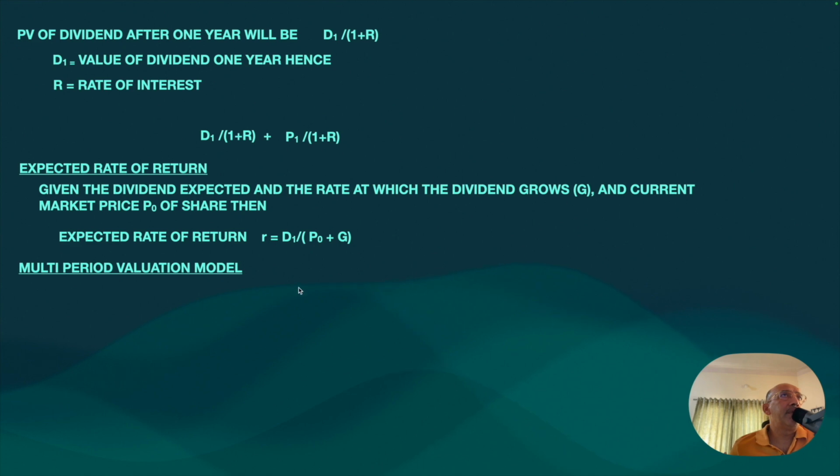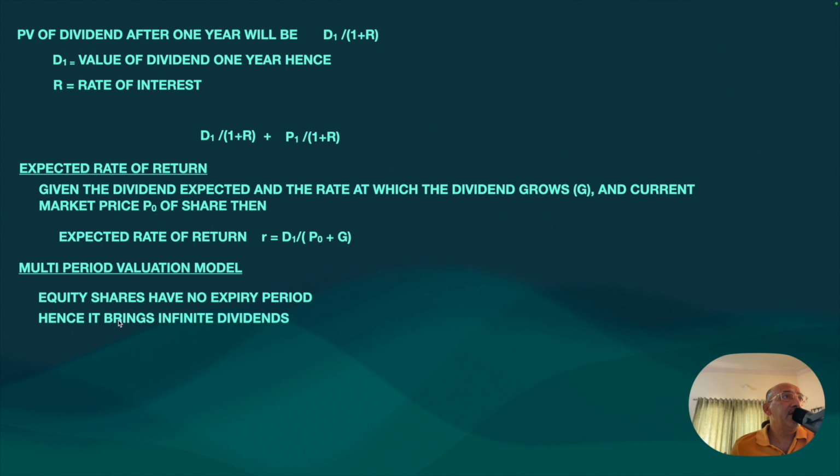Now let us come to the multi-period valuation model. In the multi-period valuation model, one important assumption is made: equity shares have no expiry period. Any equity share issued by a company is perpetual. It will exist until the company shuts down. So there is no expiry period for the equity share. So what should we assume in such cases? Hence, we assume that the company will give infinite dividends. It will keep on giving dividends every year.